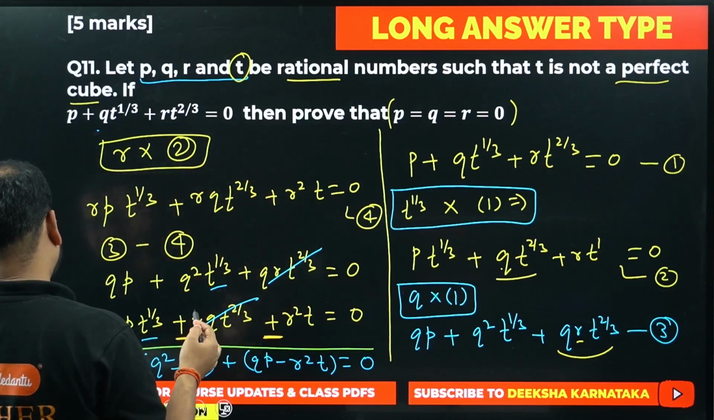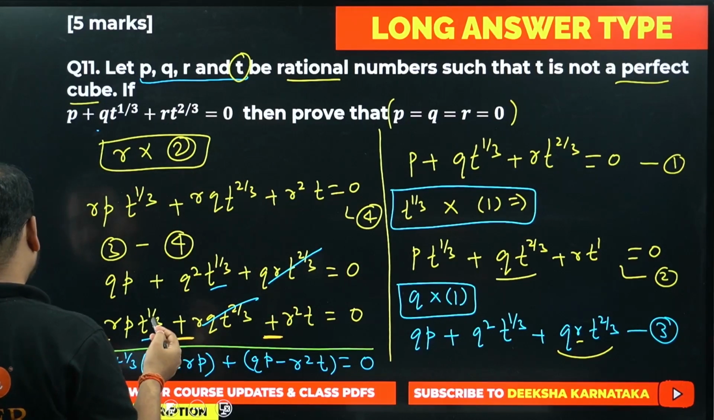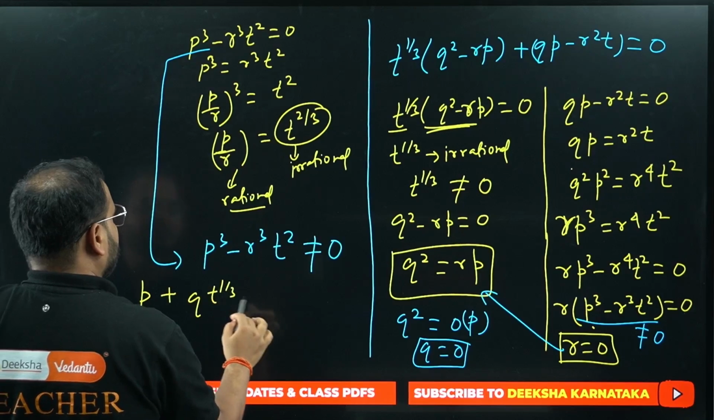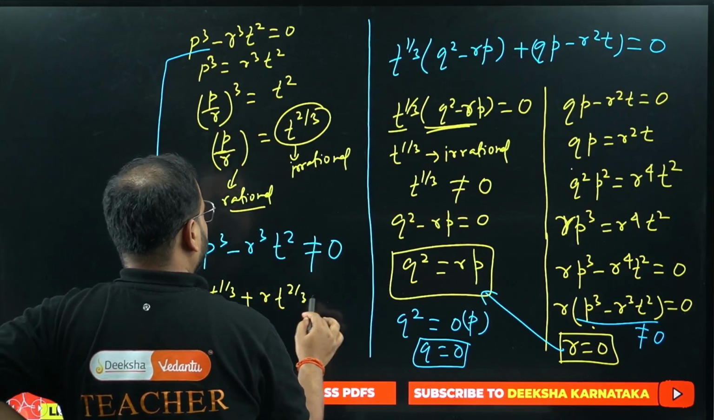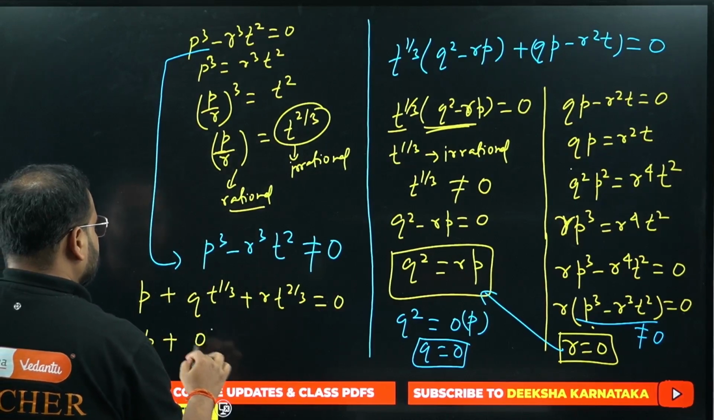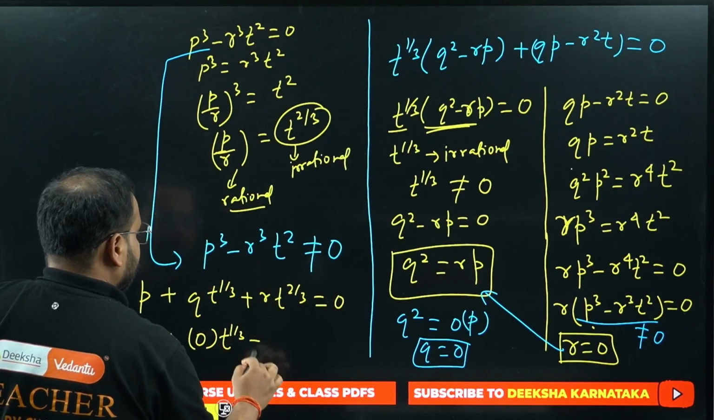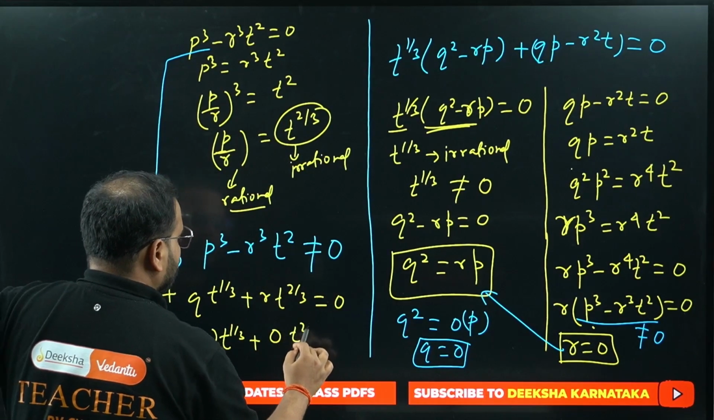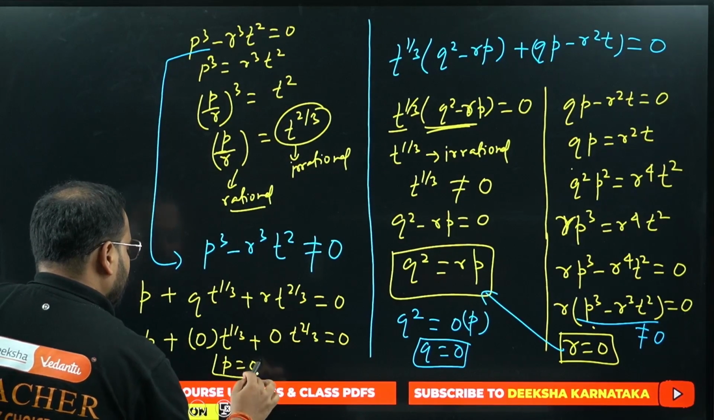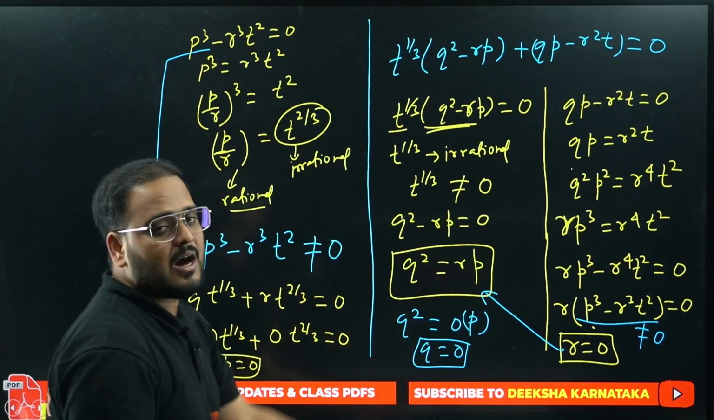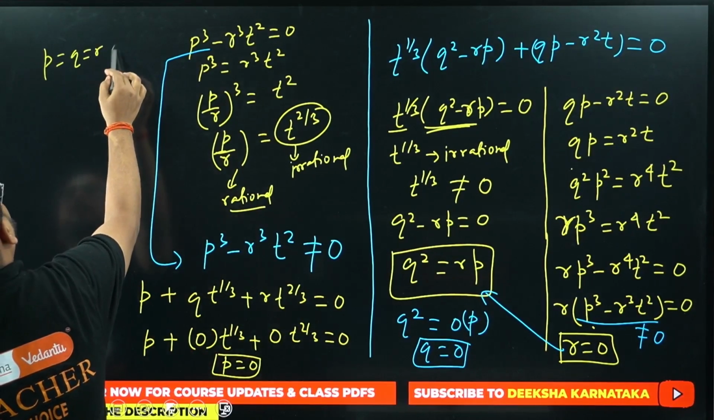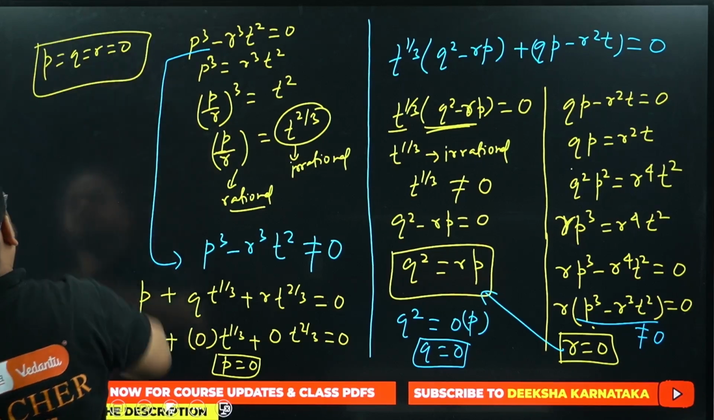What's the question? p plus q t power 1 by 3 plus r t power 2 by 3 equals 0. Now we know that q is coming as 0 and r is also coming as 0. What does it mean? It means, simply, p is also 0. So what did we get finally? p equals q equals r equals 0. And that's what we had to prove.